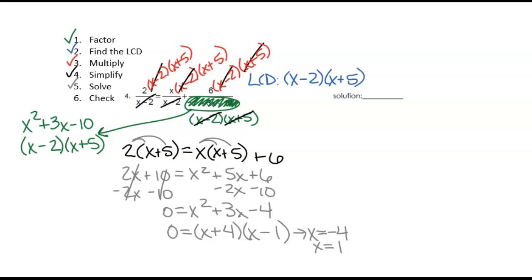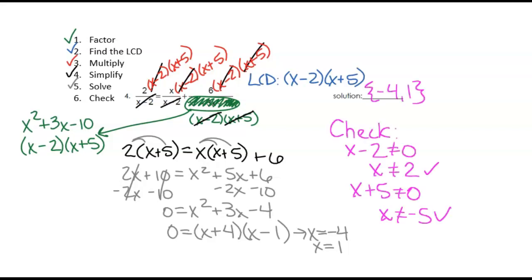The last thing that you need to do is to check to make sure your solutions don't make the denominator 0. So pause the video and do that, please. So go ahead and check. You're checking with mine. The solutions are -4 and 1.